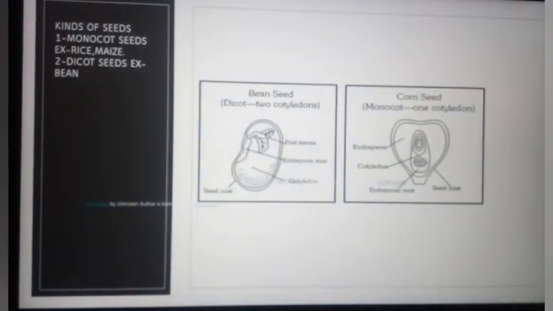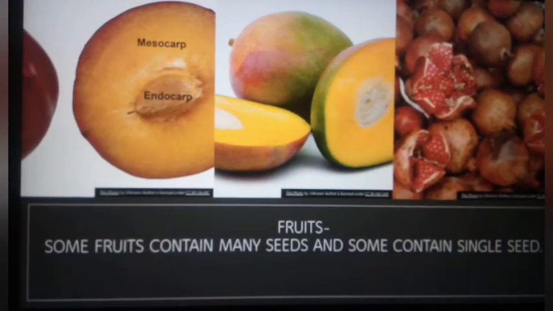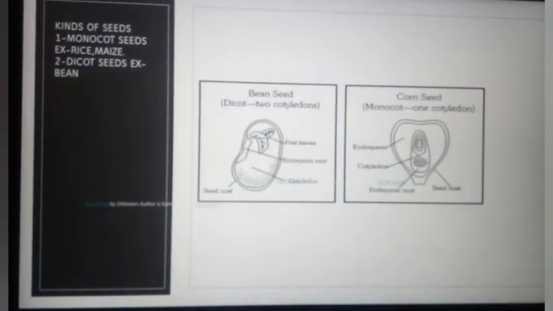Now one more thing, as I told you about seeds. Seeds are also of two types. One is monocot seed, second is dicot seed. Now what are monocot seeds? Monocot seeds are like rice and maize, and dicot seeds, for example bean.